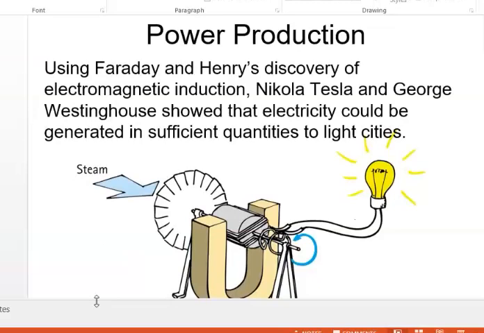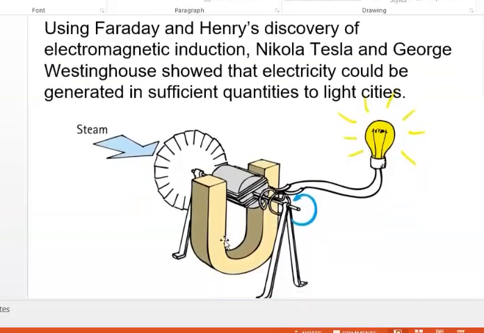So you see here a steam. If you supply steam here, this rotor will start rotating, and in turn the coil over this will also start rotating, and this magnet is kept fixed here. So due to rotation of this coil, current will be generated in this, and the bulb will glow. So even at home you can make a small sample of a generator.